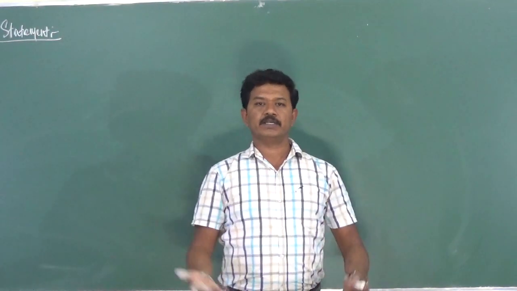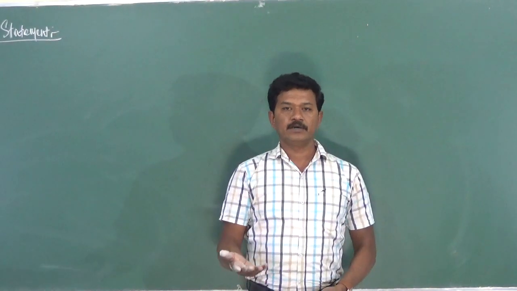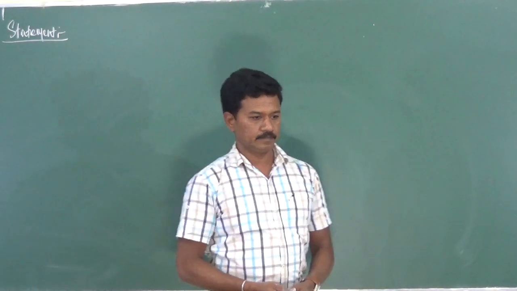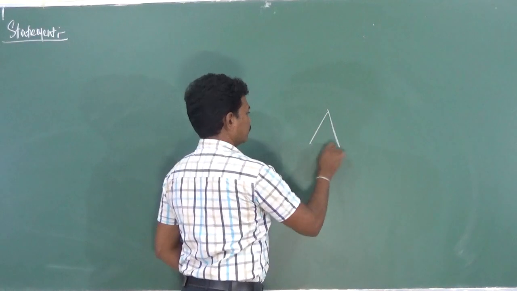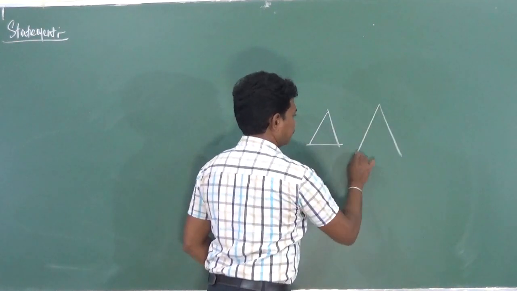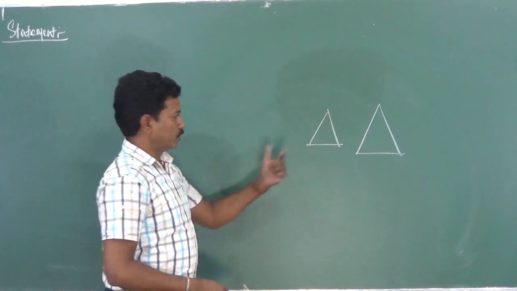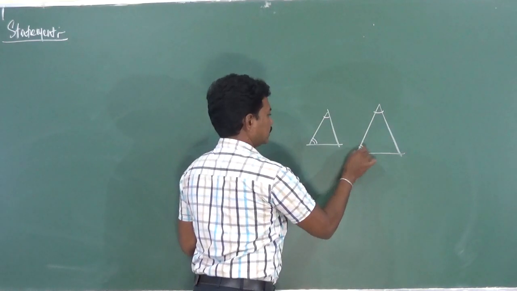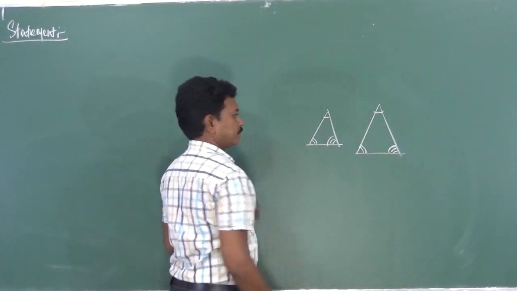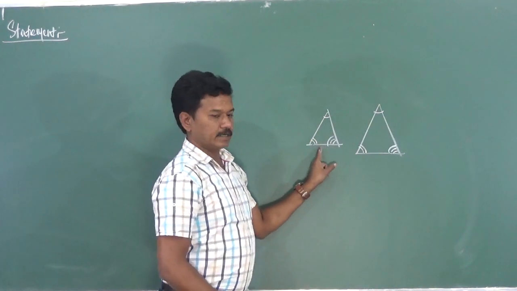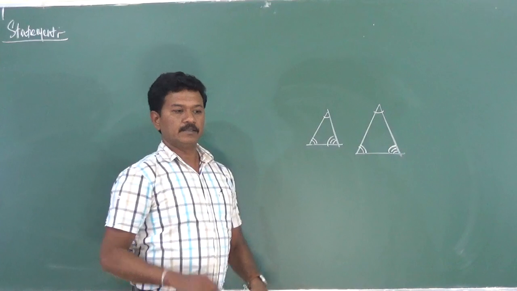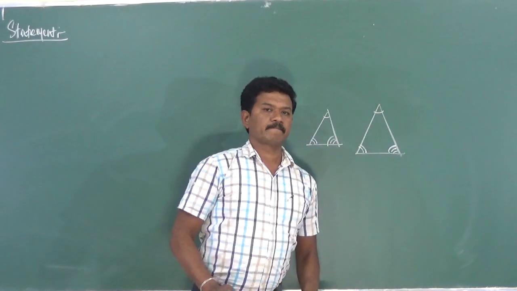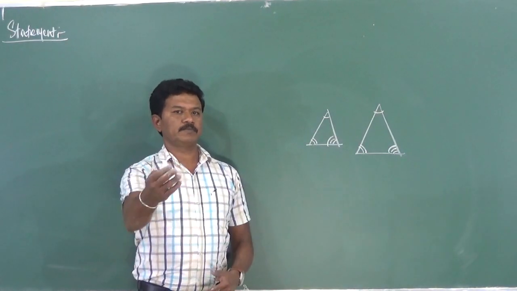In order to prove two triangles equiangular, we prove that their corresponding angles are equal. This is one triangle, this is another triangle. I want to prove them equiangular, so I will prove that this angle is equal to this angle, this is equal to this, and this angle is equal to this. So if three angles of one triangle are correspondingly equal to the three angles of the other triangle, then the triangles are said to be equiangular. This is how we can prove two triangles to be equiangular.